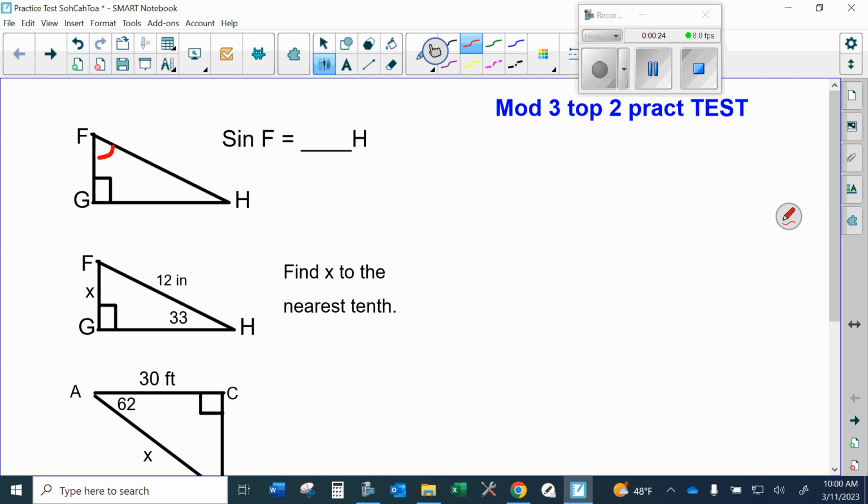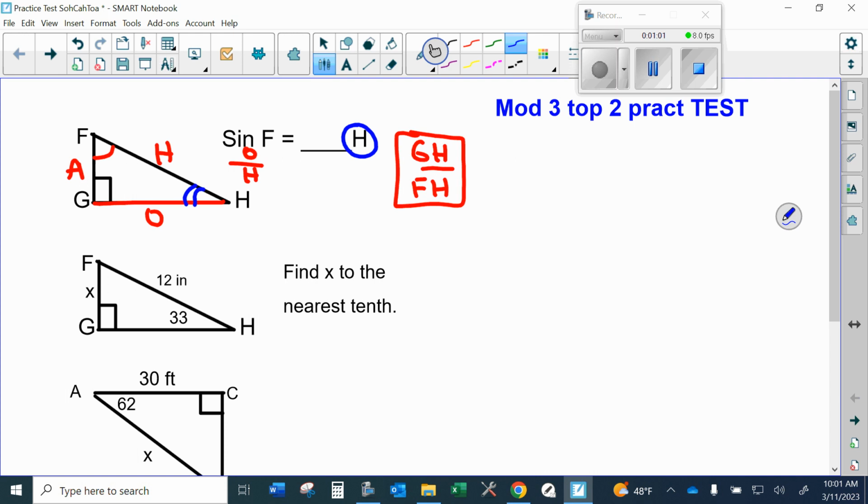Sine of F. So if I look at that, sine of F, and we know this is H, that never changes, that's O, and that would be A. Okay, so we know sine is opposite over hypotenuse. That makes it GH over FH. Well, we want to know what other trig function will also give me that same answer of GH over FH, with angle H being the reference angle now.